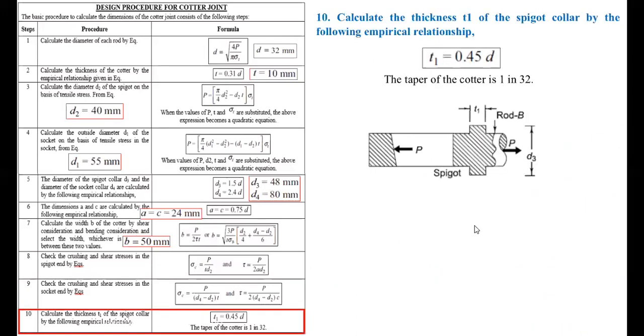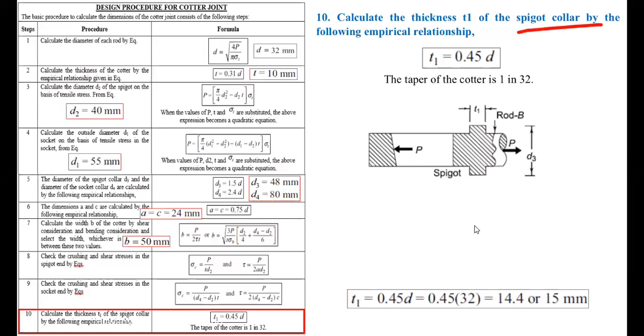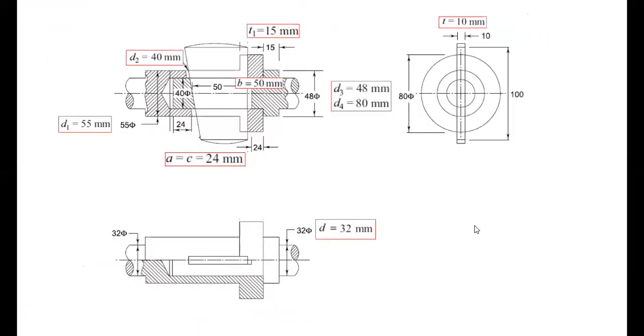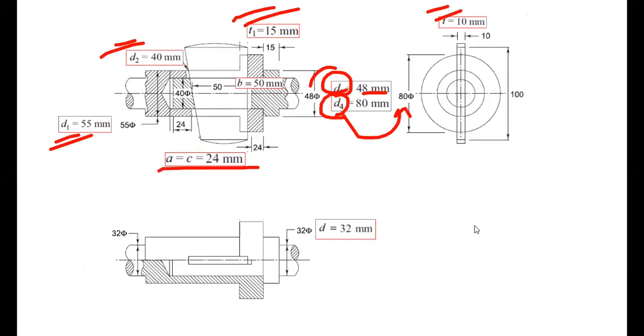Next, yes, this is T1. The value of T1 is just a simple spigot collar. And the value of this is simply 45% of diameter D. So you can solve this. And after that, if you want good marks, then you can make a final cotter joint assembly and put all the calculated values in the picture. So this is D3, that is 40, D4, that is 80, A and C are 24, like this. So this is the design of the cotter joint.